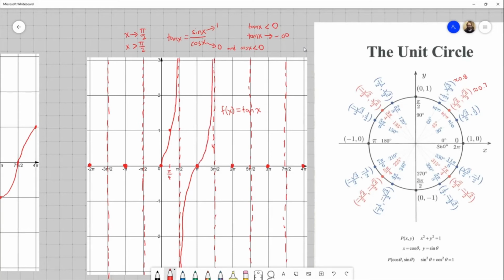Again, in the third quadrant, now both sine and cosine are negative, so tangent's going to be positive on that interval. And then finally, in the fourth quadrant, between 3 pi over 2 and 2 pi, sine and cosine have the opposite sign. In this case, cosine is positive and sine is negative, which means that tangent is going to be negative.